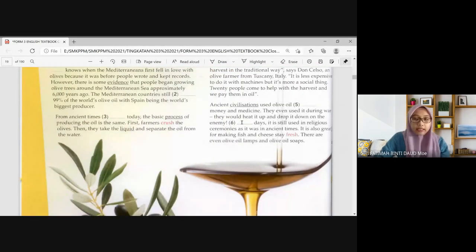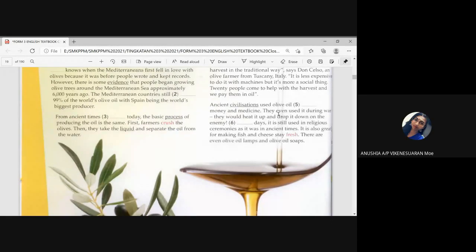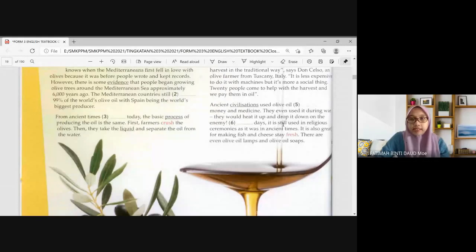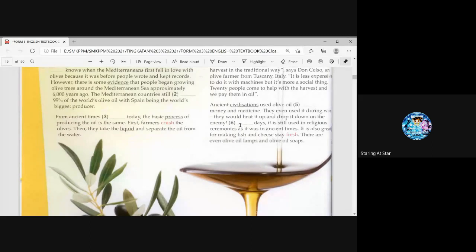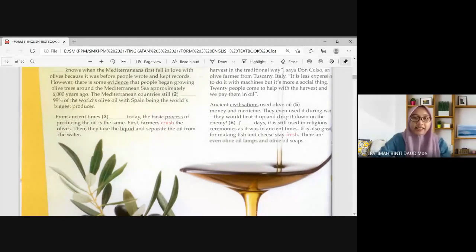Alright, number 6. These days, those days? This one is plural here, so it is still used, masih digunakan in religious ceremonies. These days. Good, these days, hari ini, sekarang ni, it is still used, masih digunakan in religious ceremonies, majlis keagamaan. As it was in ancient times, it is also great for making fish and cheese stay fresh. There are even olive oil lamps. Okay, lampu olive oil and olive oil soaps, sabun.